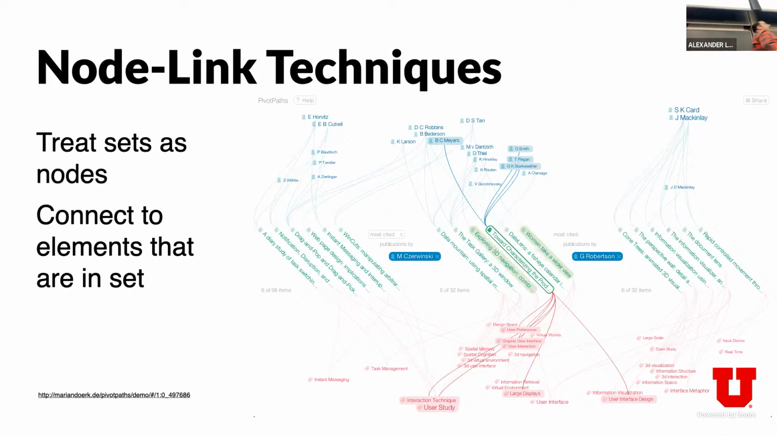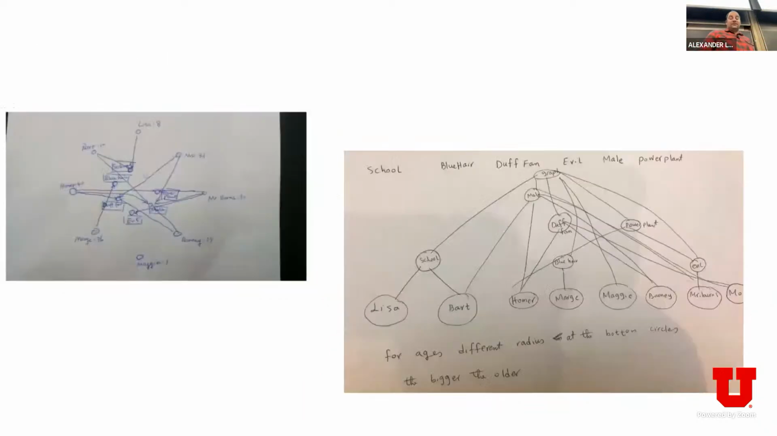Then we've seen a fair number of your designs here had these node link techniques, right? So where you treat the sets as nodes and connect to elements that are in that set. And so here would be an example of something like this, right? So here are research papers, then down here are research topics, and up here are authors, right? And so you show these relationships in this node link diagram. So that's definitely a solution if you want to explicitly represent both your items and your sets.